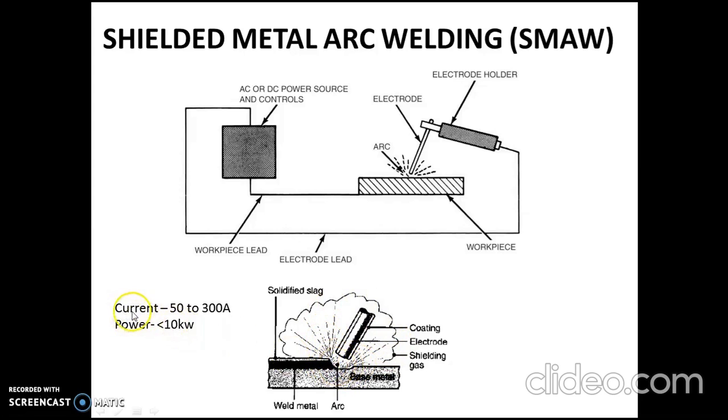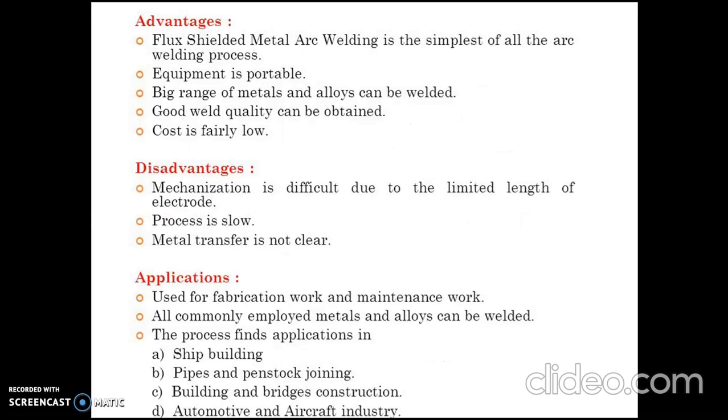In this process, the current range is 50 to 300 ampere, and power is less than 10 kilowatts. If the current supply is too low, it causes incomplete fusion, and if it is too high, it can damage the electrode coating and reduce its effectiveness. In the next slide, we will discuss the advantages and disadvantages of shielded metal arc welding.